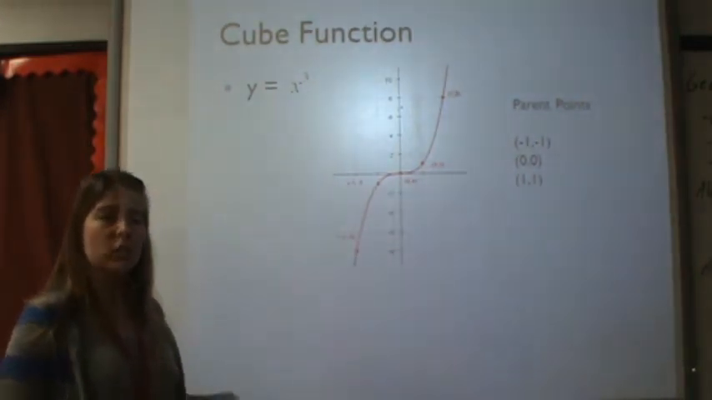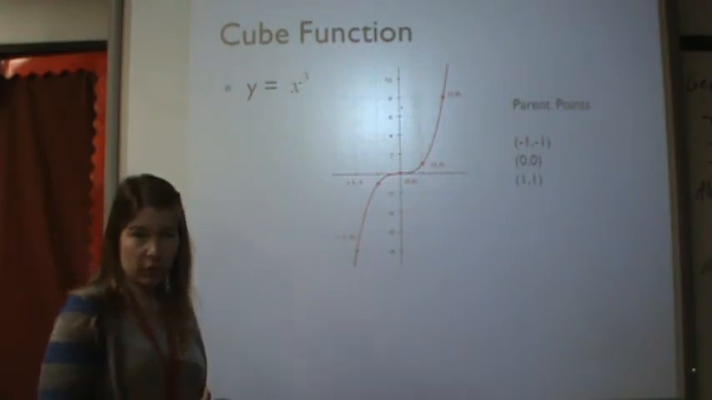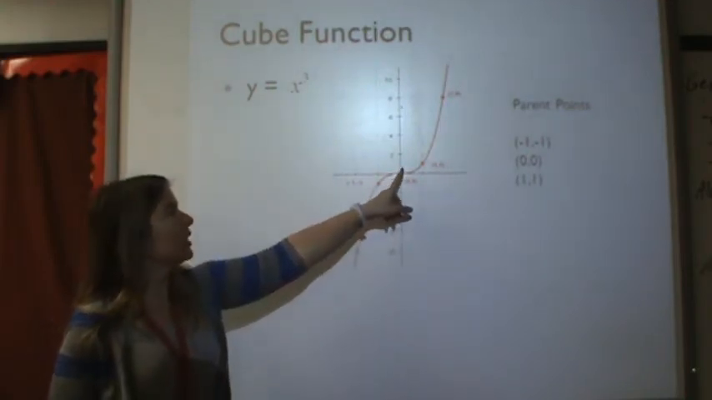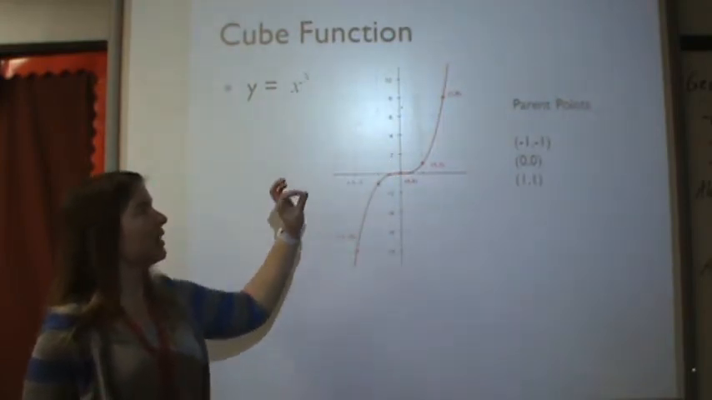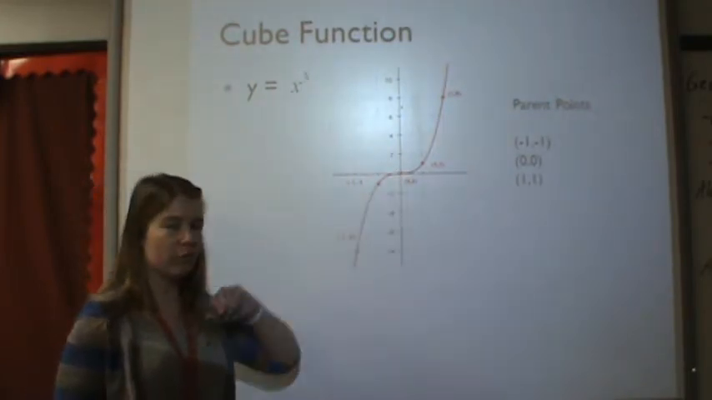What parent points are is where your basic graph starts. The really one that you need to pay attention to is the 0, 0. So your graph starts at the origin, and then that's the point that we're going to move. That's basically our vertex.